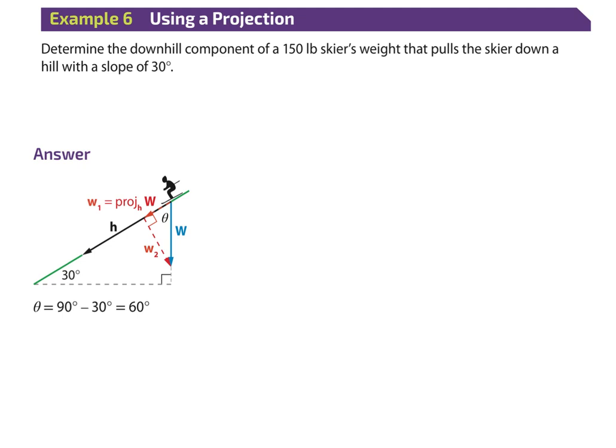Determine the downhill component of a 150-pound skier's weight that pulls the skier downhill with a slope of 30. All right, so you see that they're trying to find, when I look at this visually, it really hurts my brain to figure out which one I'm solving for. If you want to, you can just think of it as, you can twist him a little. So I'll show you what I mean by that. If I were to shift him a little, right here, I'm looking for my horizontal movement, not my vertical movement.